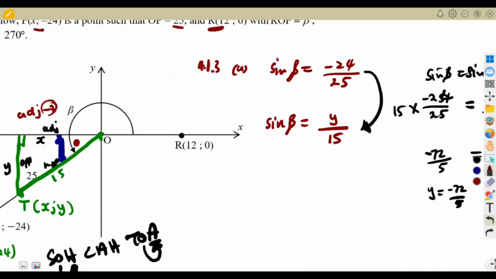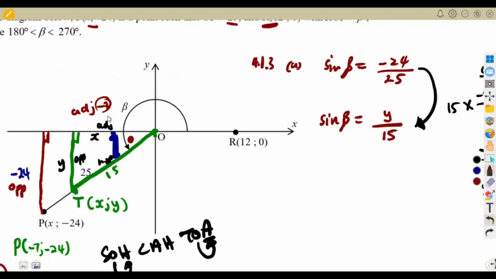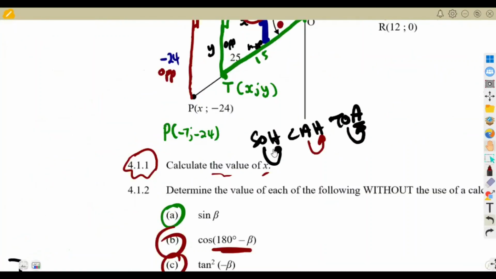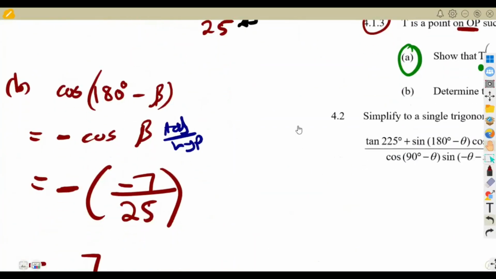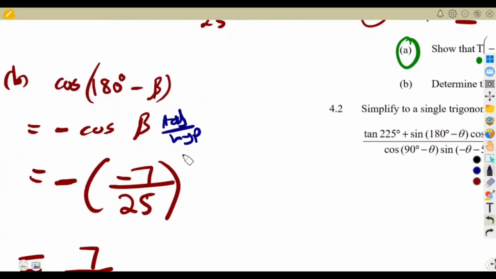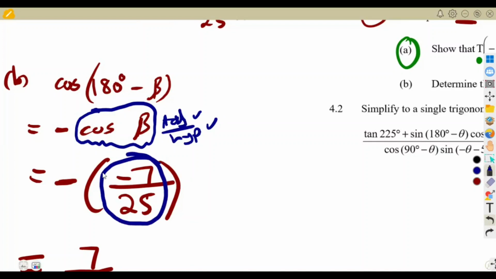So to find x, as we can see, x represents the adjacent. To include the adjacent, we must have what? The cos, because we need adjacent over the hypotenuse. So we're going to take the ratio of cos. We calculated the cosine of beta before, and the cosine of beta, which is adjacent over hypotenuse, gave us negative 7 over 25.